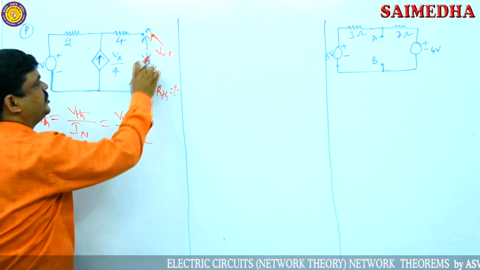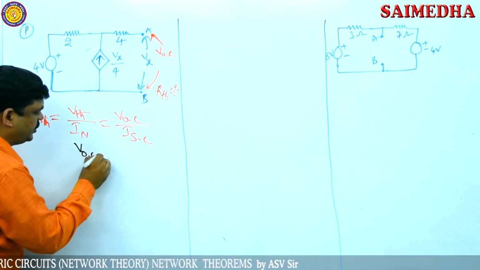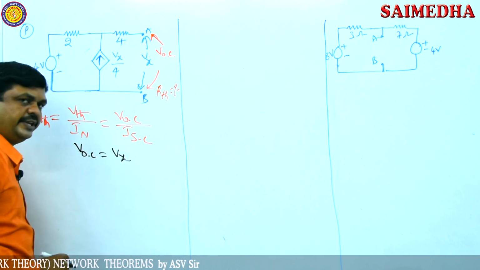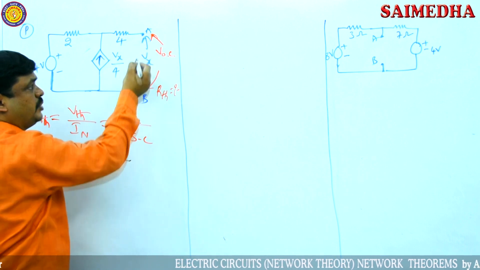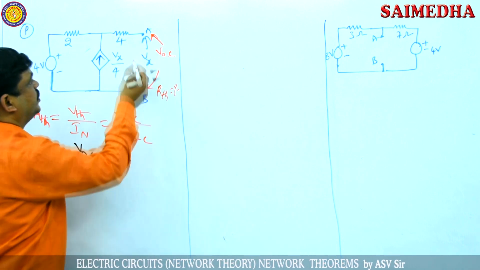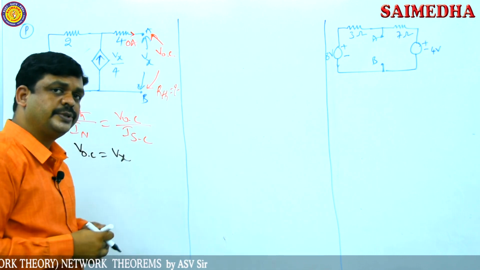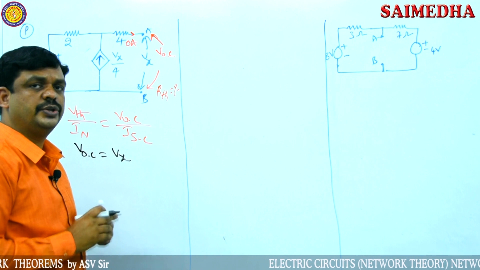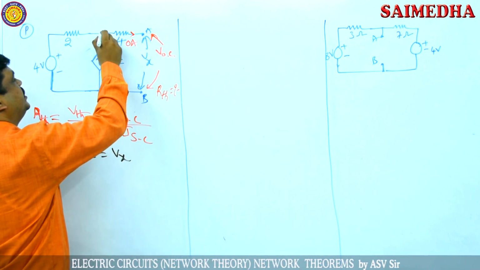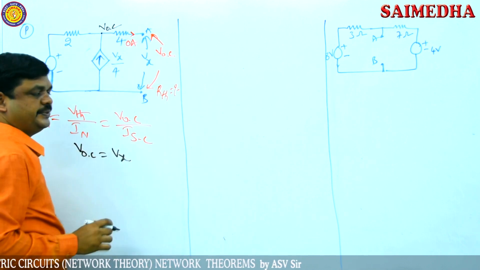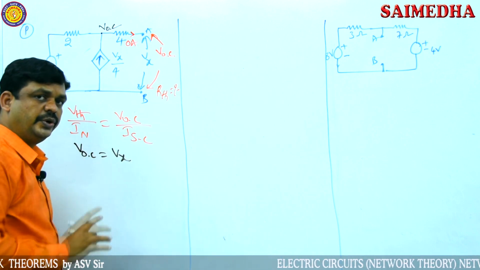According to the given network, VOC is nothing but Vx. So the open circuit voltage is equal to Vx. These two terminals are open circuit load terminals, so the current through this branch becomes 0, because the current through an open circuit is 0. So this current becomes 0 amps. Then directly this voltage is the VOC voltage. According to this analysis, VOC is equal to Vx.